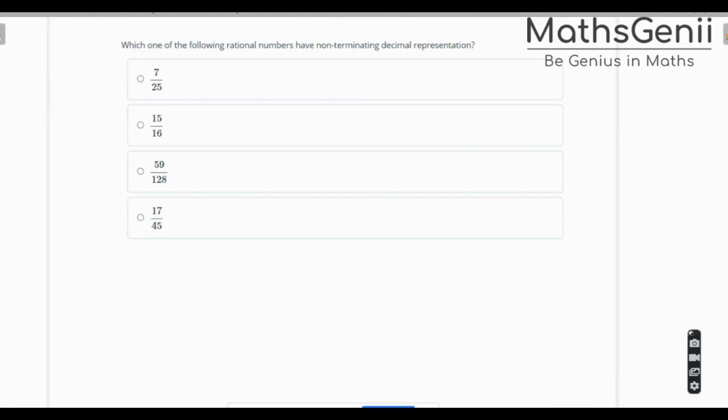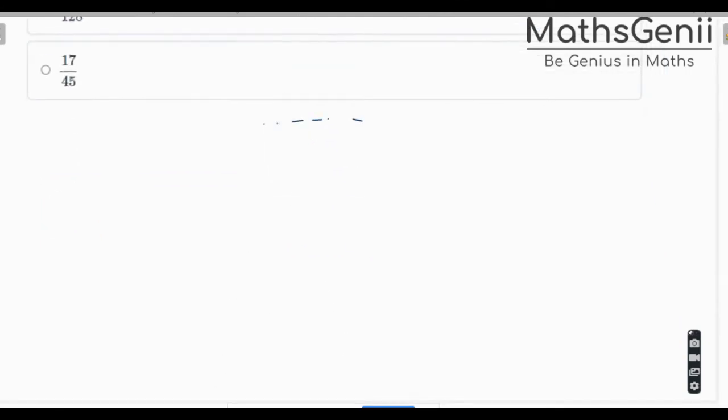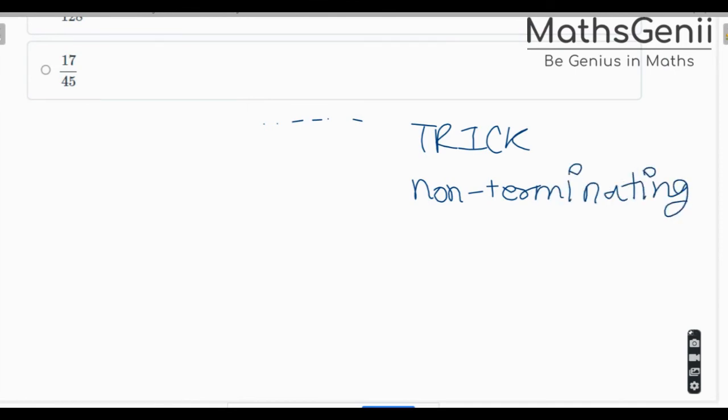Which one of the following rational numbers has a non-terminating representation? What do you mean by non-terminating? Again, if your answer is coming as dot dot dot, it is called non-terminating. It's a very simple trick. Pay attention, there's a trick to find non-terminating. Or if you do not remember the word non-terminating, remember it as dot dot dot.